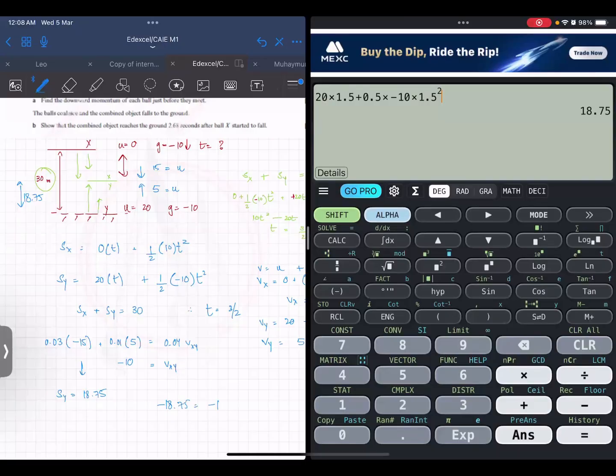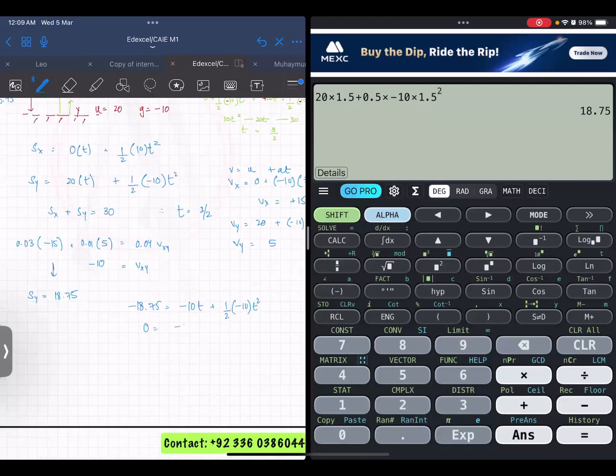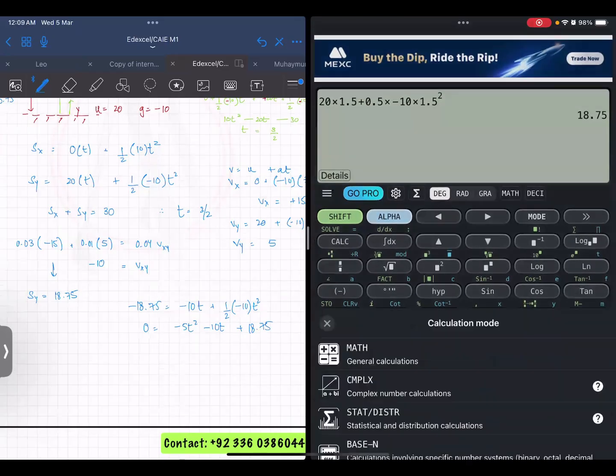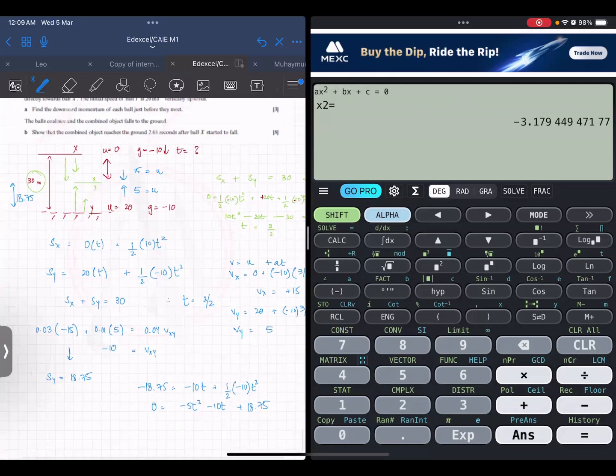Initial velocity is also downwards, so -10t plus half a, where a is -10, and time t. So you are getting -5t squared, -10t, and plus 18.75. S is equal to ut plus half at squared. So -5, -10, 18.75. I did something wrong, still wrong, what am I doing wrong?